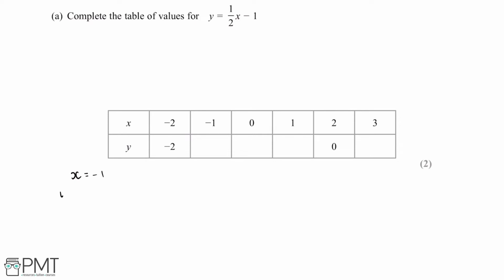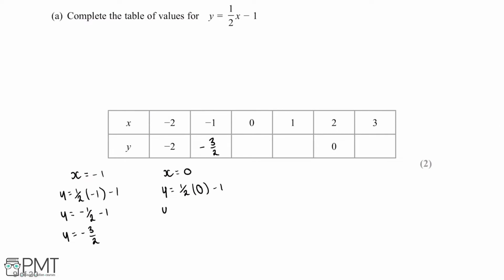And this tells us that y is equal to a half multiplied by -1 minus 1. So we'll start off by multiplying out the brackets. So a half multiplied by -1 gives us -1/2, and then -1/2 minus 1 tells us that y is equal to -3/2. Next we can move on to when x equals 0. So when x equals 0, y will be equal to a half multiplied by 0 minus 1. Now a half multiplied by 0 is 0, so this means that y is equal to -1.